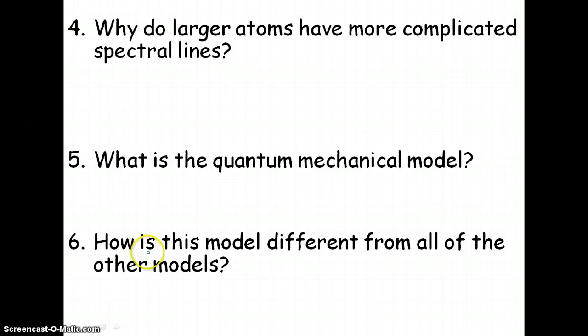Okay? All right, larger atoms tend to have more complicated spectral lines because they have more electrons, therefore there are more transitions available. And the quantum mechanical model basically talks about electrons as waves, and it's a very complicated mathematical model.